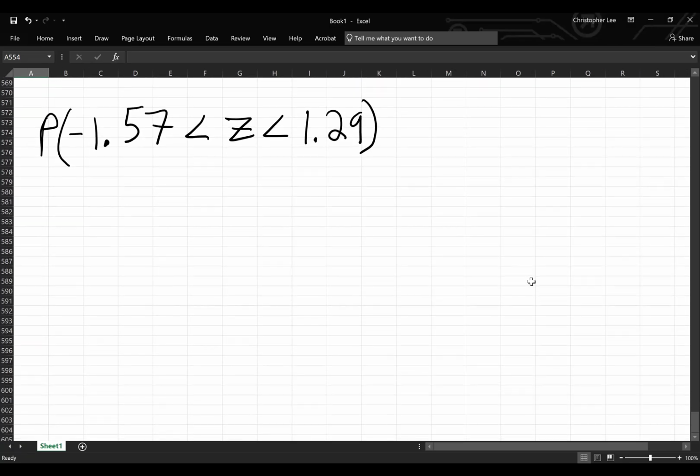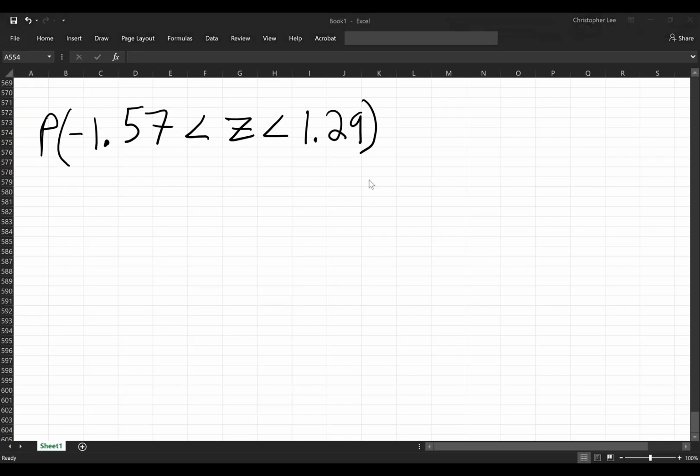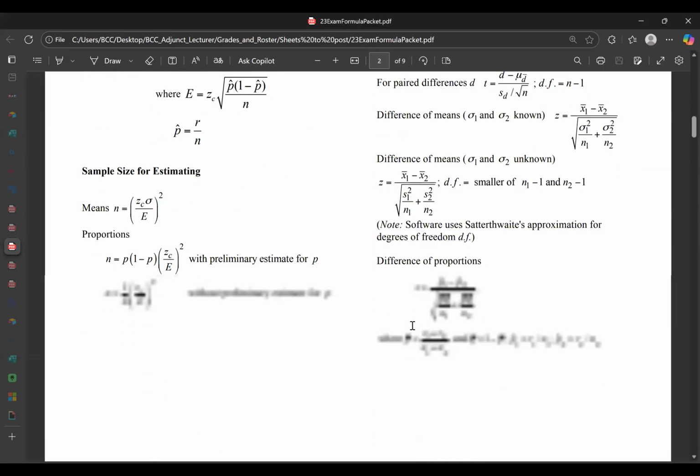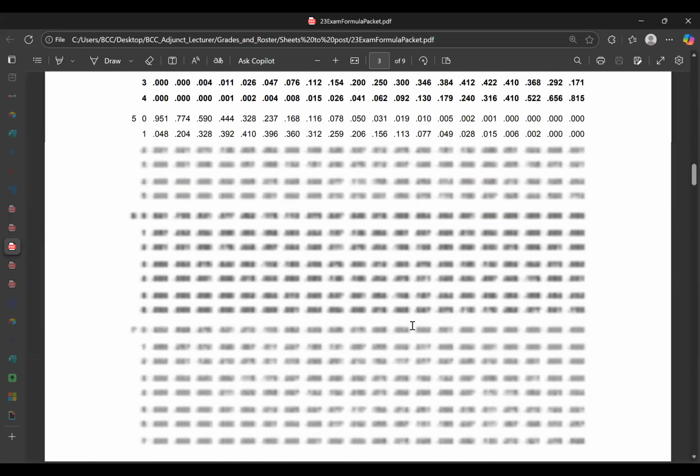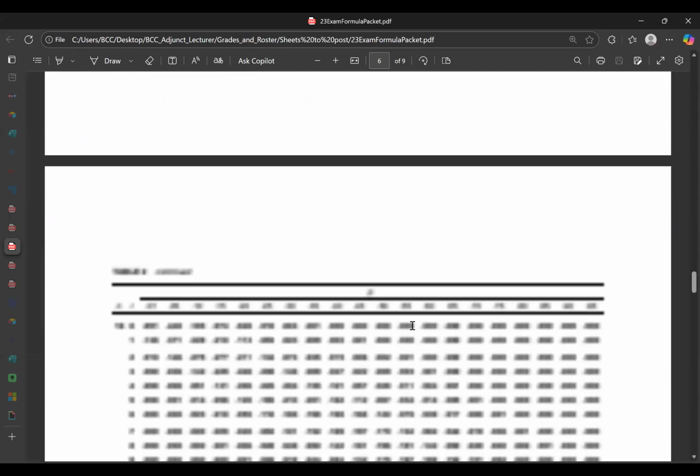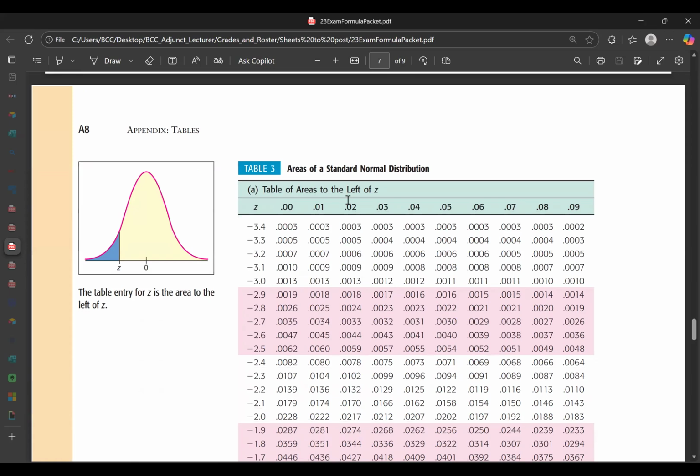So now, all right. Actually, I just want to remind everybody about something. So going back to our formula sheet, this is a Z. So Z is a normal distribution. So we have to come down to where our normal distribution table is. All right, this is our normal distribution table, the area under the standard normal distribution. Let's look at this little picture right here. The table entries for Z is the area to the left of Z.